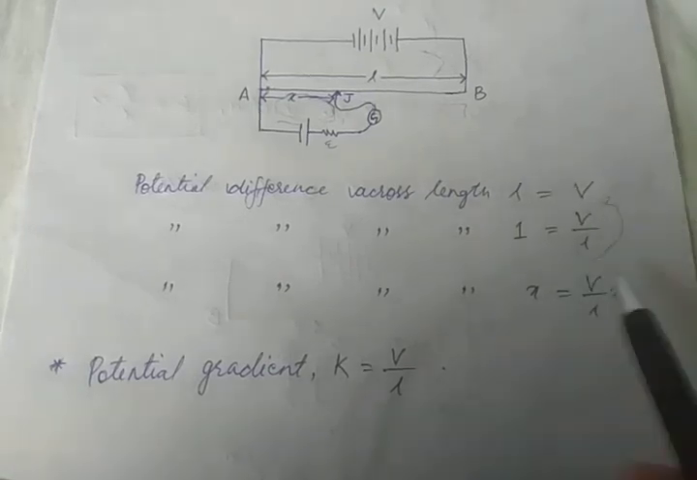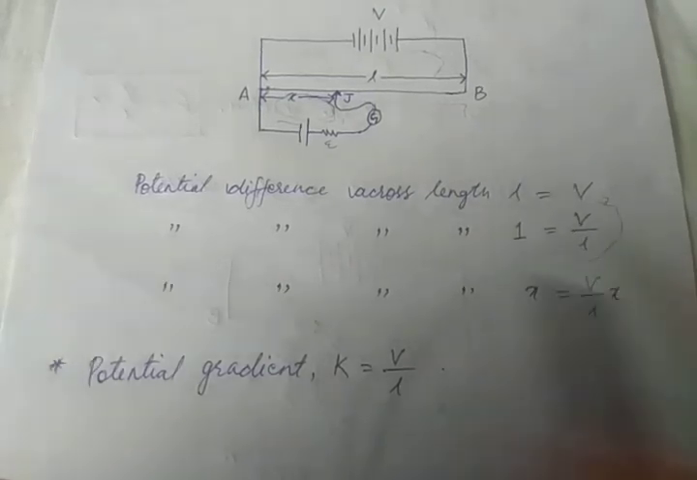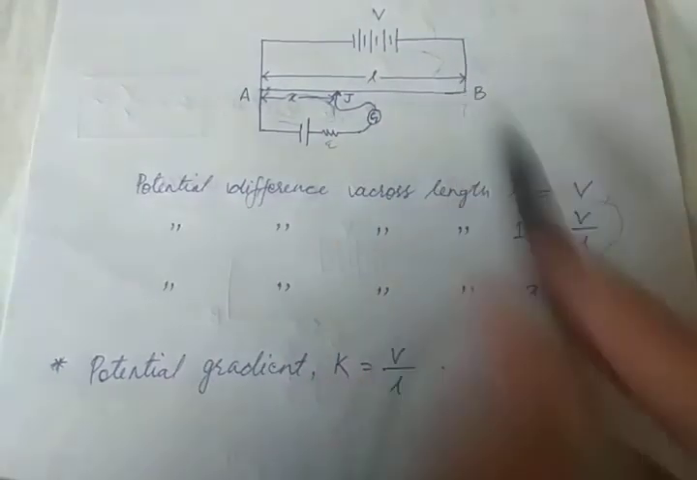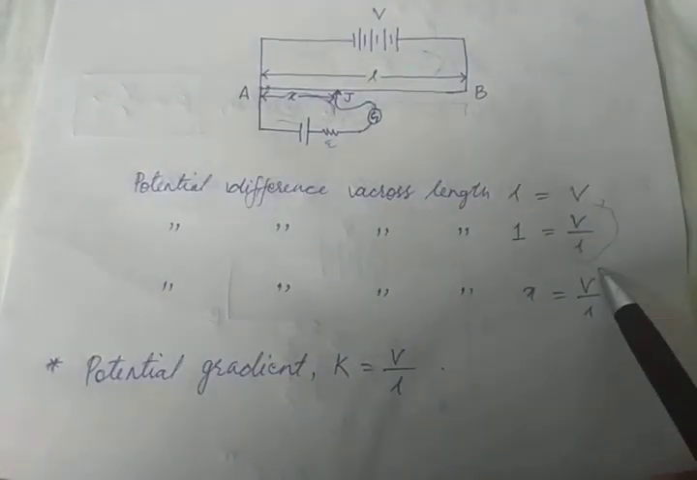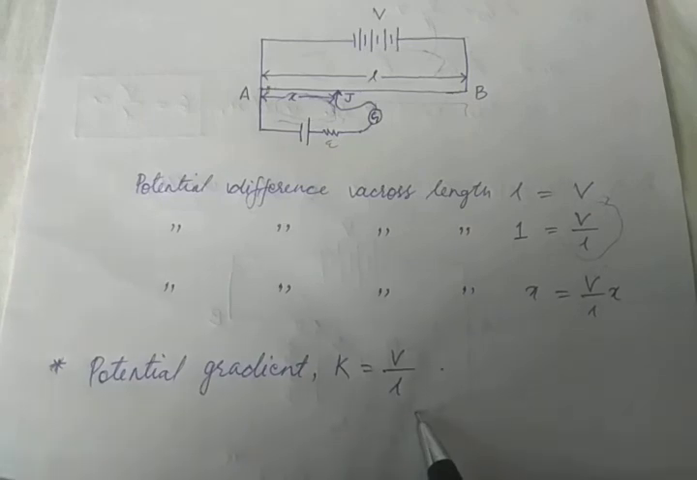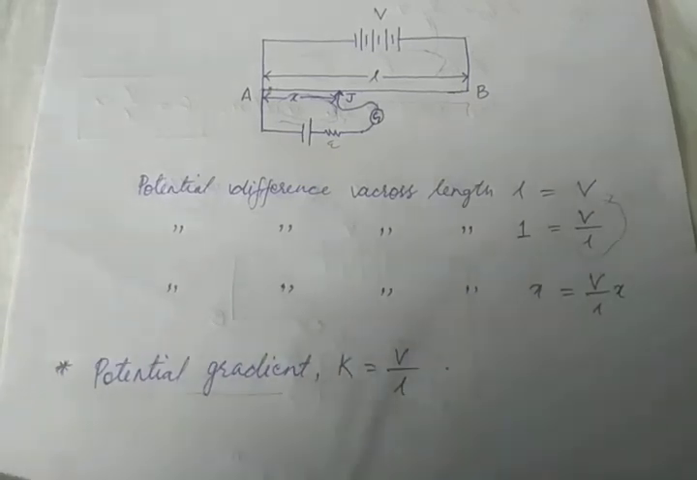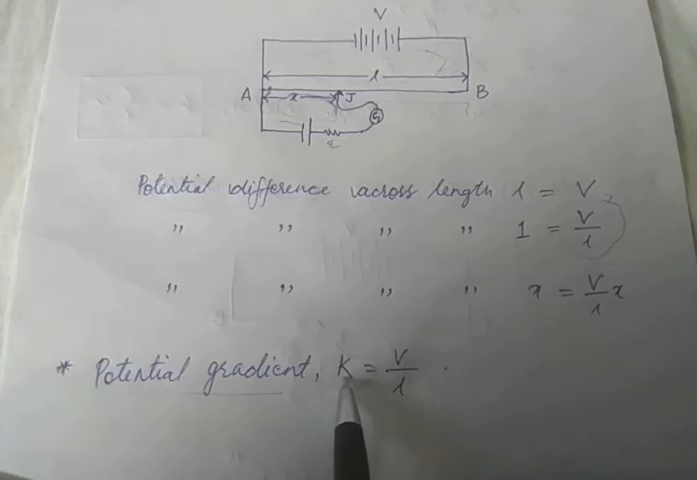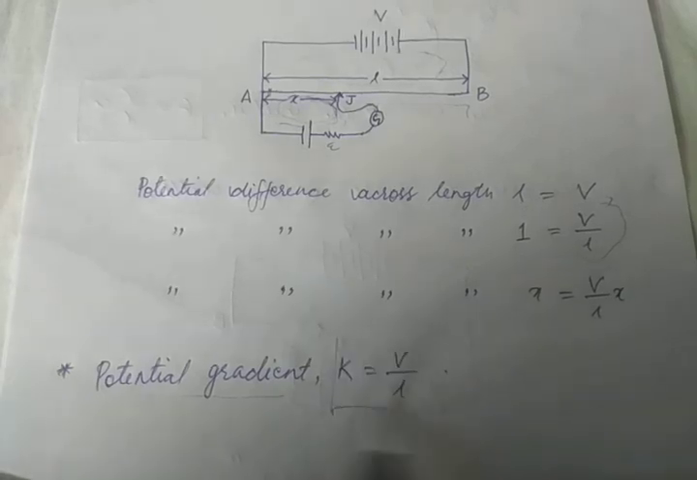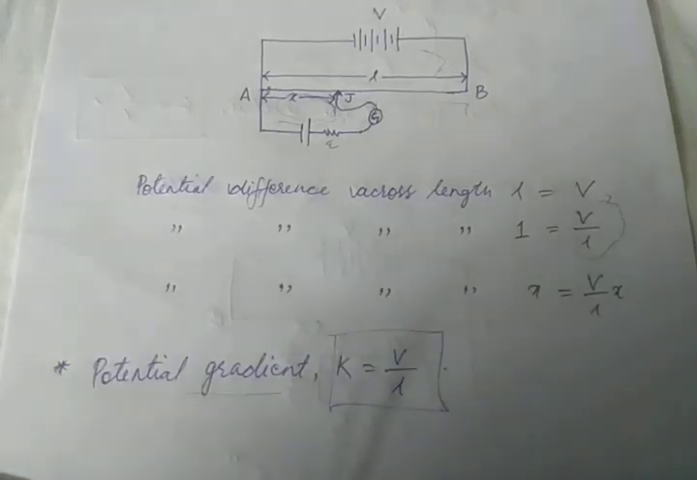Now what is important for you to remember over here is, what is the potential difference across unit length? The potential difference across unit length of this wire AB will be V upon L. And this V upon L is what is called potential gradient. And you will see in your book that this potential gradient is denoted by a capital K. Capital K denotes potential gradient. So remember this. This is important, to understand what potential gradient is.